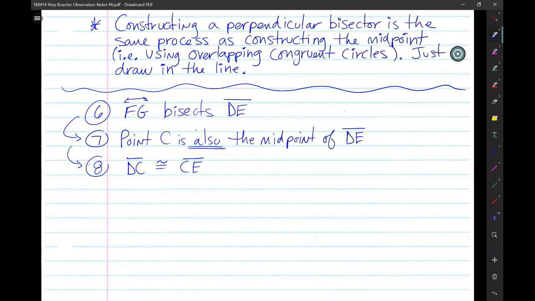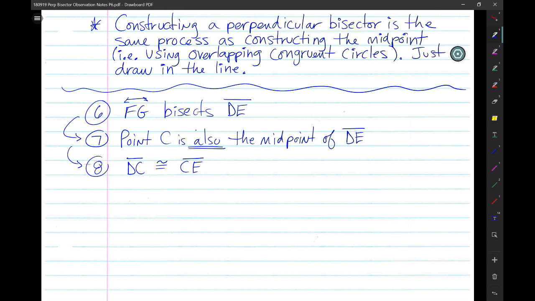So DC is congruent to CE, which means they have the same distance. Their measurement is the same. They're the same length, okay? Now we want to be able to take this statement, DC is congruent to CE, and turn that into geometric markings on our picture, okay?